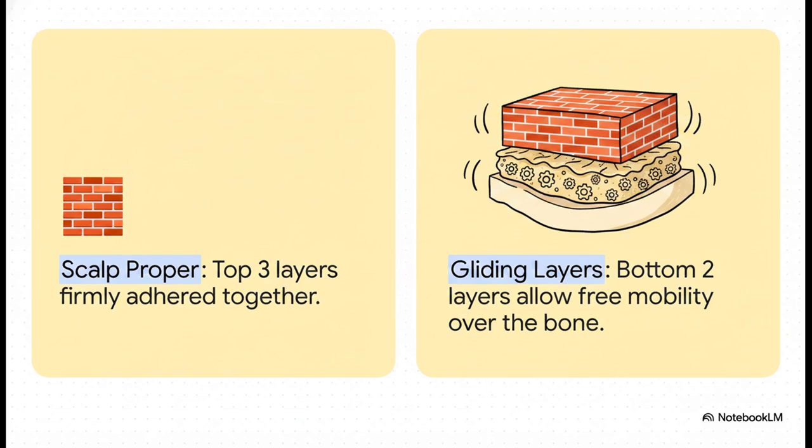So clinically, we actually divide these 5 layers into 2 functional groups. The top 3 layers, that's the skin, connective tissue, and aponeurosis, are so tightly fused together that they literally can't be separated. We call these 3 the scalp proper. If, heaven forbid, someone's hair gets caught in heavy machinery, it's these top 3 layers that are violently torn off in an avulsion injury. Below that, the bottom 2 are called the gliding layers. Because of the spongy 4th layer, the scalp proper can slide and move freely right over your skull bone.